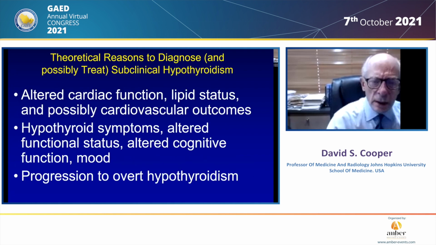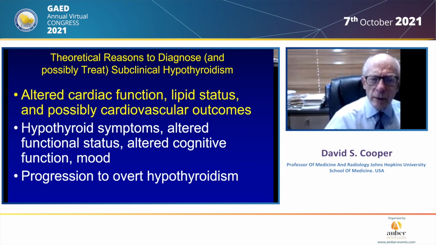Now, the issues in terms of why this is important and why it's important maybe to diagnose this and treat it is because of 3 factors. One, there may be altered cardiovascular outcomes based on lipids and cardiac function that need to be addressed. 2, patients who have subclinical hypothyroidism may have symptoms of hypothyroidism, altered function, altered cognition or mood. And then finally, if a patient has this, is it possible they will progress to overt hypothyroidism, which is a much more serious problem? So diagnosing mild hypothyroidism is an advantage because maybe you could institute treatment sooner.